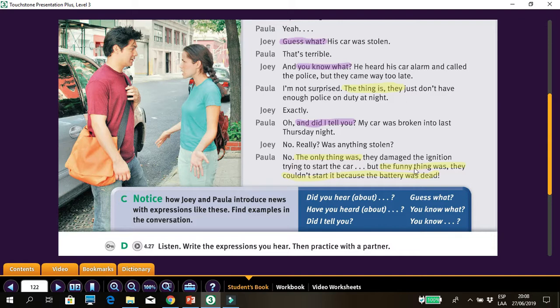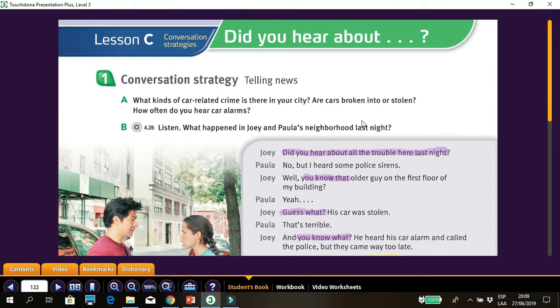Okay? And the funny thing was, remember we can use adjectives. The scary thing is, or the funny thing is, or the funny thing was. Okay, so here está diciendo, y lo más chistoso, o sea, la parte más chistosa fue que no pudieron prender el auto porque la batería no funcionaba. Estaba muerta la batería. Okay, so the funny thing was. So you can say here the funny thing was, the scary thing was. Okay, or the best thing was. Yeah. Very good.